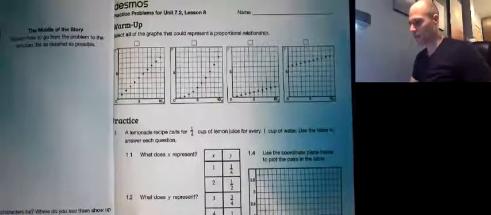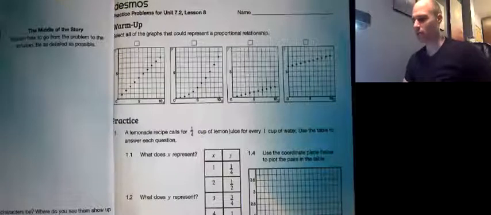Hey everyone, let's do the practice problems for Unit 7.2, Lesson 8. So the warm-up is asking you to identify which of these graphs represents a proportional relationship.